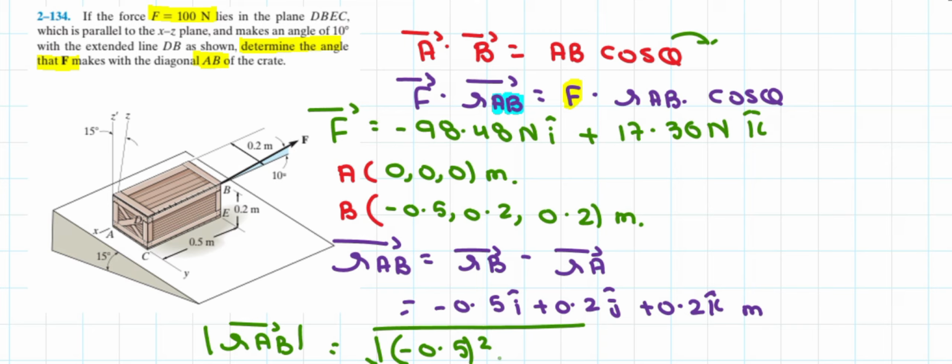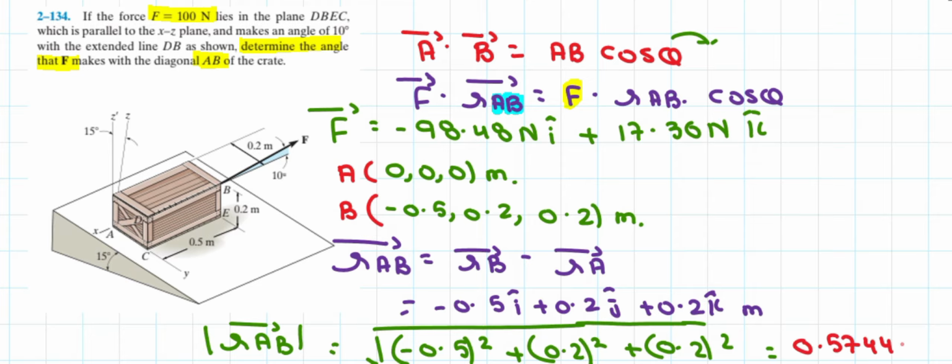So it is nothing but negative 0.5 square with positive sign 0.2 whole square, because this is basically the y value, with positive sign z square, and it is nothing but 0.2 square. So grab the calculator, put the values into it, and solve it for the magnitude of RAB. Now the magnitude of RAB is nothing but 0.5744 meter.